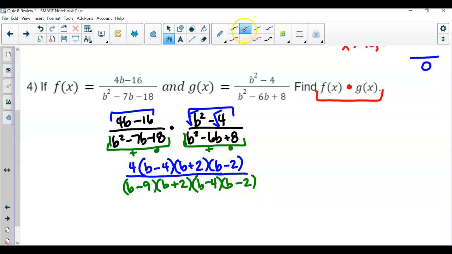So now we can start crossing out to simplify. Here I see b minus 4, b plus 2, and b minus 2. So here we're just left with the final answer, 4 over b minus 9.